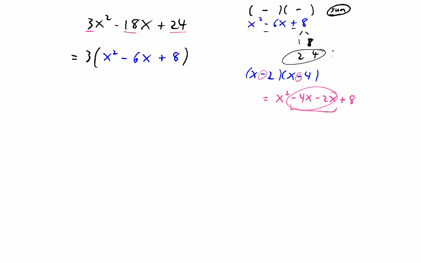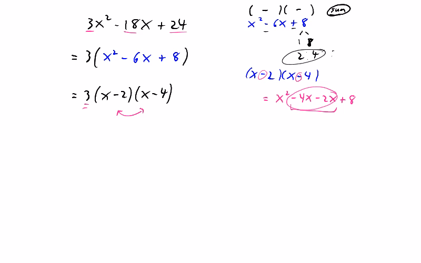And so we have completed our task, but we have to put the problem back inside of the original problem. So 3 times the quantity x minus 2 times the quantity x minus 4 gives us the answer. Mathematicians do always write the simplest factors first, especially if they're constant. So the 3 should be out front.